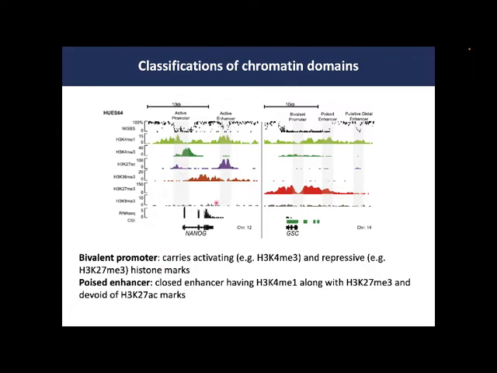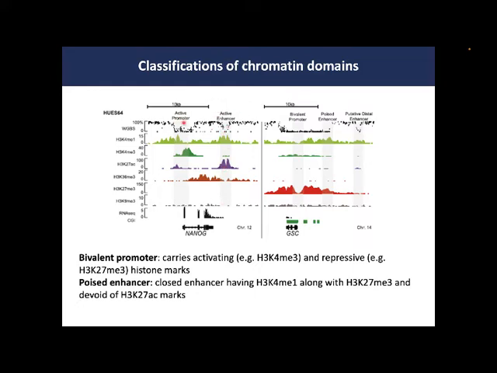For example, this region has a bivalent promoter, which has the repressive marker K27 trimethylation as well as the active marker K4 monomethylation. And there's an enhancer, which is mostly marked by K27 acetylation as well as K4 methylation. So these regions have a high level of K27 acetylation as well as K4 methylation. So we can define this region as an active enhancer.